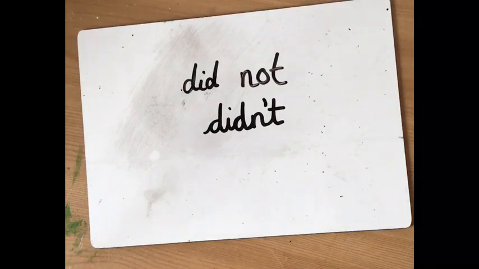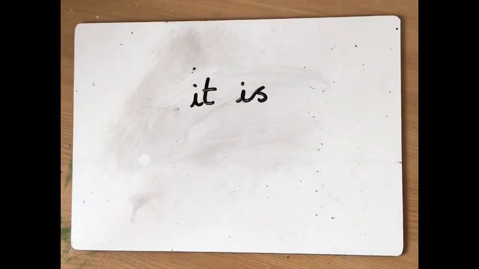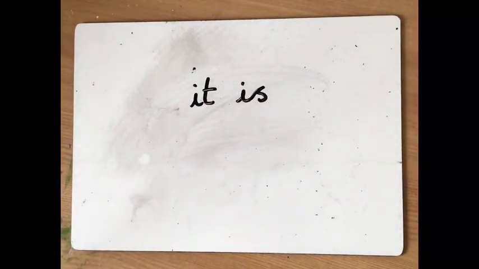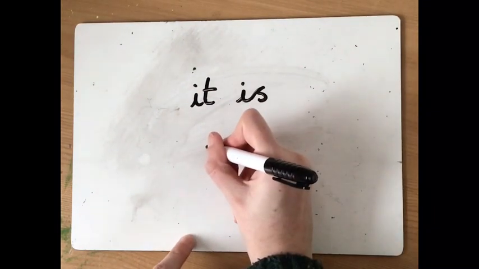Let's look at another one. So you should be able to see two words on my whiteboard again. We've got it and is. It is. I'm going to contract those words. I'm going to push them together, squeeze them together to make one shortened word. So rather than it is, I shorten that to, can you guess?